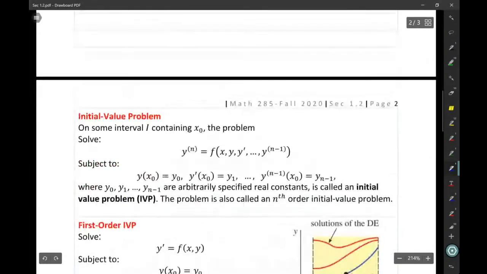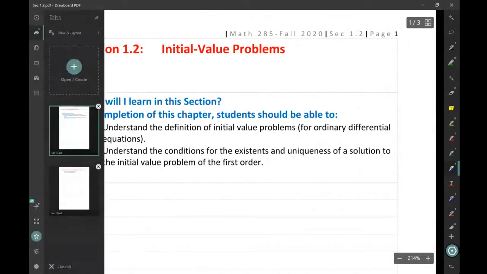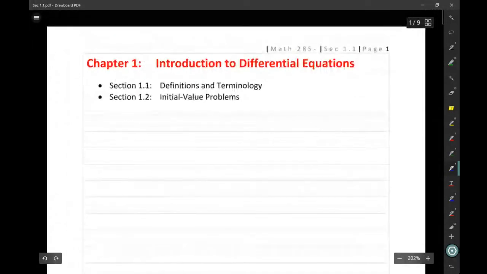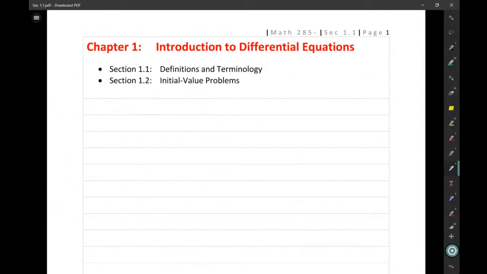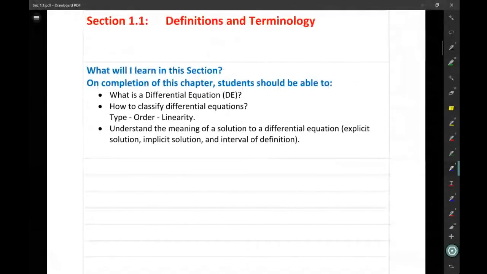Let us start now in section 1.1, which is the introduction to differential equations: definitions and terminology. First, in general, what is the meaning of an equation in math, before we start the differential equation?